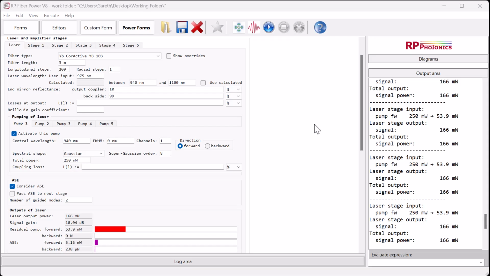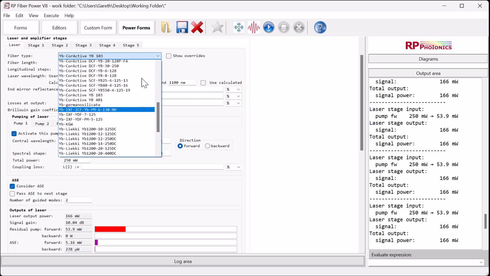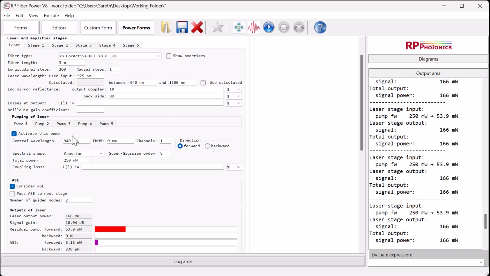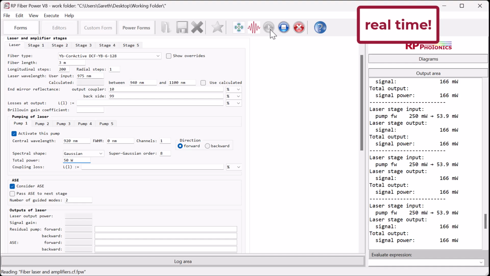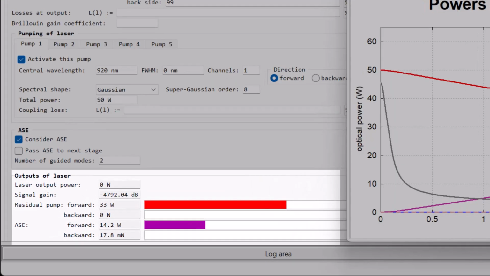To achieve significantly higher powers, we now try using a double-clad fiber. We select a double-clad fiber and set the pump wavelength to 920 nanometers, where absorption is even stronger, and increase the pump power to 50 watts. We run the simulation and quickly see that this completely fails, with incomplete pump absorption and a lot of ASE.